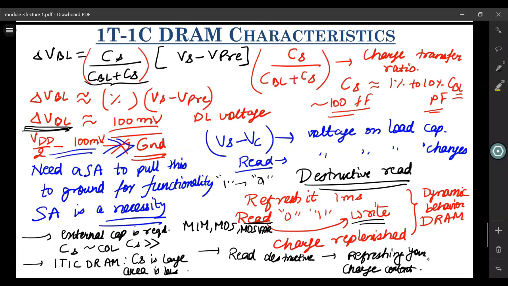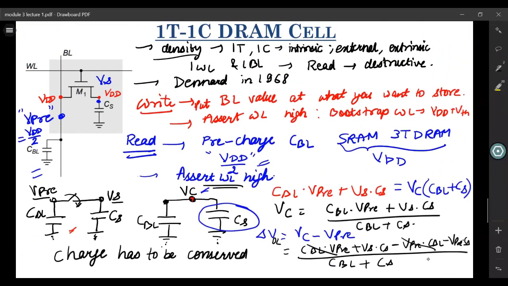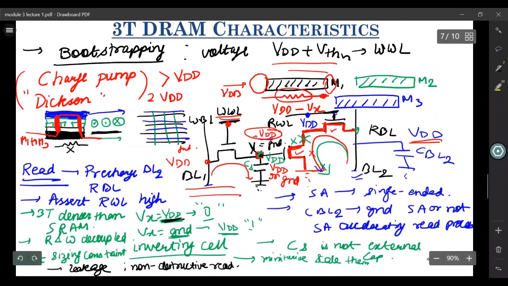And one more thing, in your 3D DRAM, you saw that the cell was inverting. So let me go back. If you wrote VDD on the capacitor, the output was read as 0. If you wrote a ground to that capacitor, the output was read as VDD.